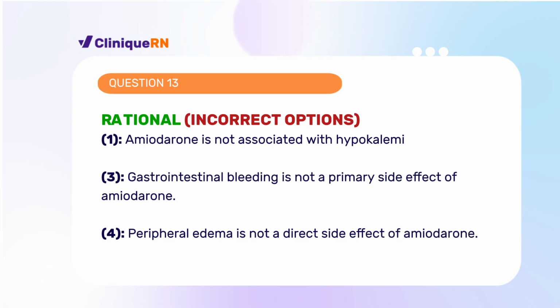Incorrect option 1. Amiodarone is not associated with hypokalemia. Incorrect option 3. Gastrointestinal bleeding is not a primary side effect of amiodarone. Incorrect option 4. Peripheral edema is not a direct side effect of amiodarone.